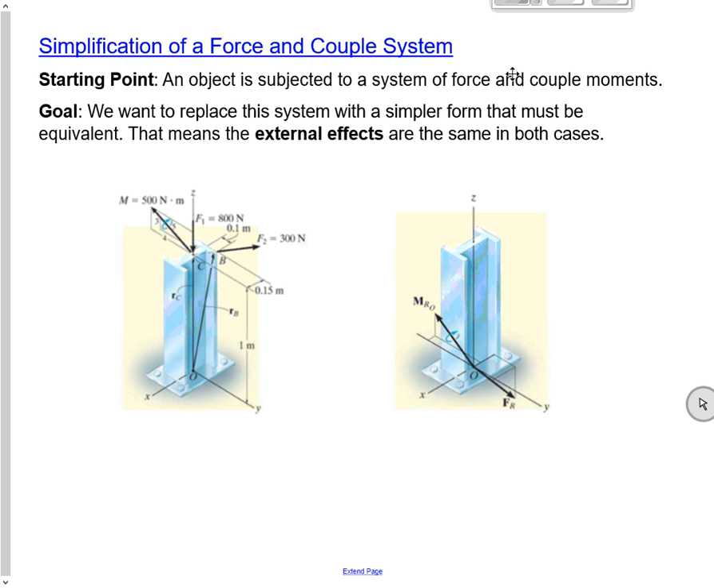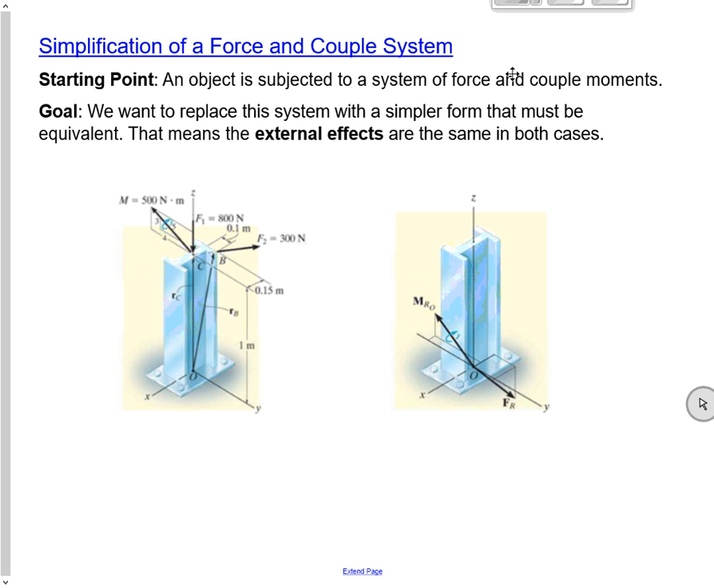Well, we've got some object, whatever this object may be, and there's a bunch of forces applied to this object. Could be a system made exclusively of forces. Some of these could be force couples, which means there's couple moments applied to it. And our goal is to take all these complicated things. There's a whole lot of forces and couple moments involved.